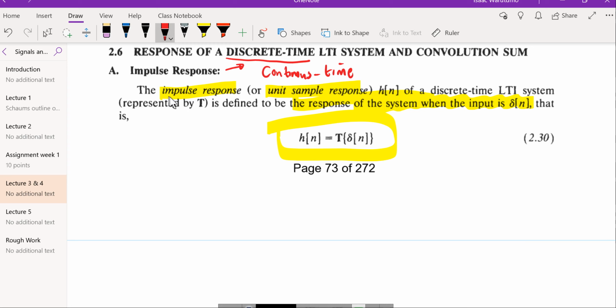And we say that the impulse response, which is also called the unit sample response, symbolized by h of n, of a discrete time LTI system that is denoted by T, is defined by the response of the system when the input is delta of n, or the unit impulse signal. That is, h of n is equal to the system T acting on this unit impulse input.